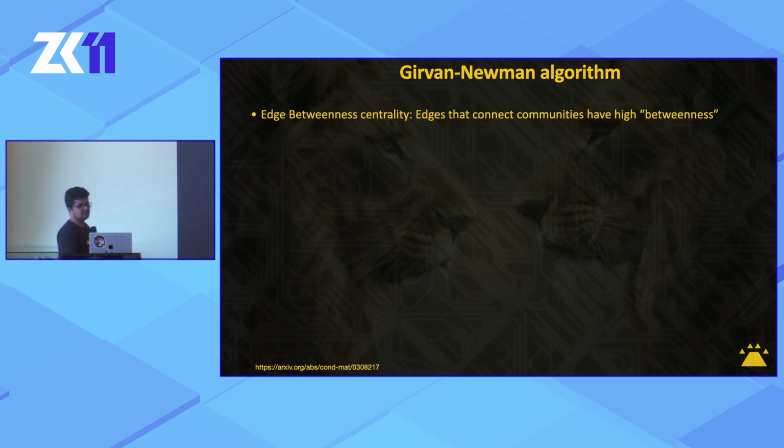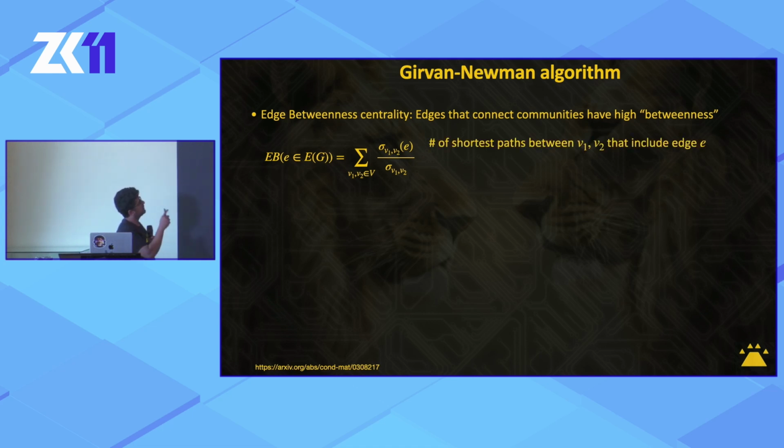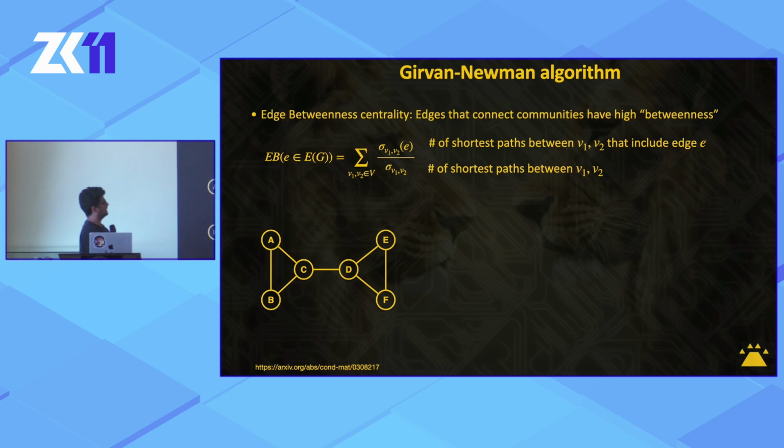Basically in Girvan-Newman, you compute something called the edge betweenness centrality. The edges that connect communities have high betweenness. And what is the meaning of this betweenness? Given an edge, you compute the number of shortest paths in a graph that include this particular edge. Then you divide by the number of shortest paths between the same pairs of nodes. And then you sum over all possible pairs. Okay? So let's look at a simple example.